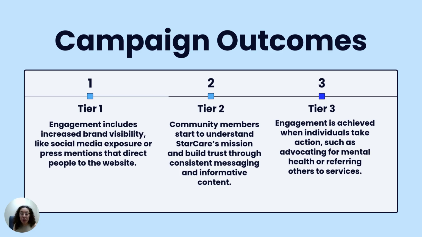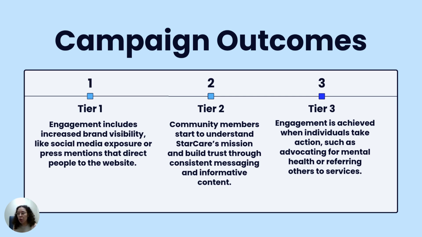So community members, people from the different 5 counties, they understand our mission and they are building trust through our consistent messaging and the informative content. And then tier three is actual engagement, actual action, and actual impact. So engagement is achieved when they take action. They can advocate for mental health or refer others to Star Care services.